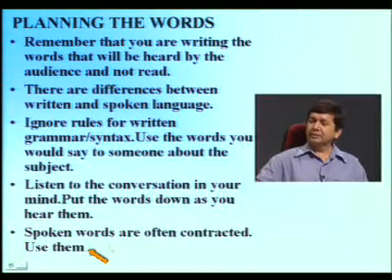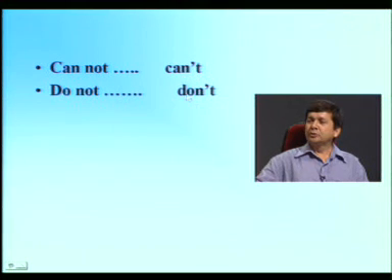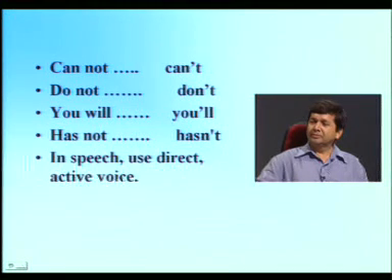Spoken words are often contracted. They don't elaborate. They're to the point when we speak. Use them. For example, these are some examples. Cannot, can't, do not, don't, you will, has not, hasn't. Use these ones. This may be for the print, but this is for your ears. This is how we speak.